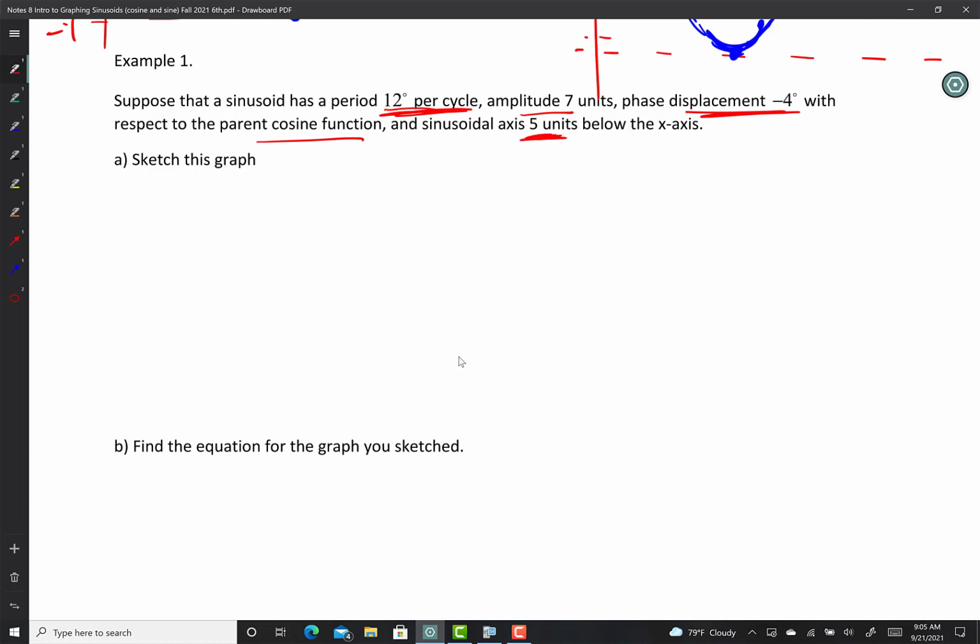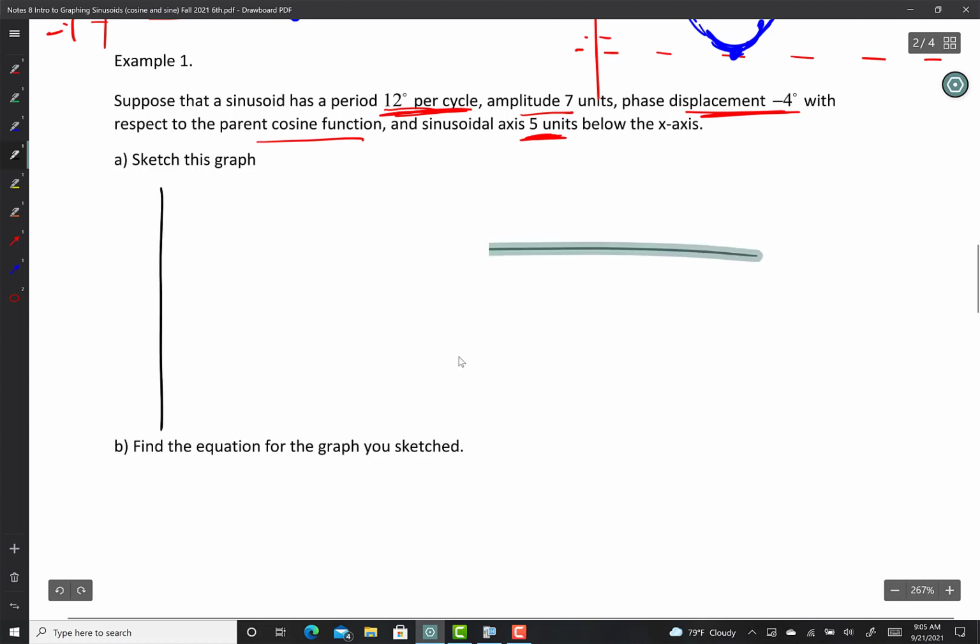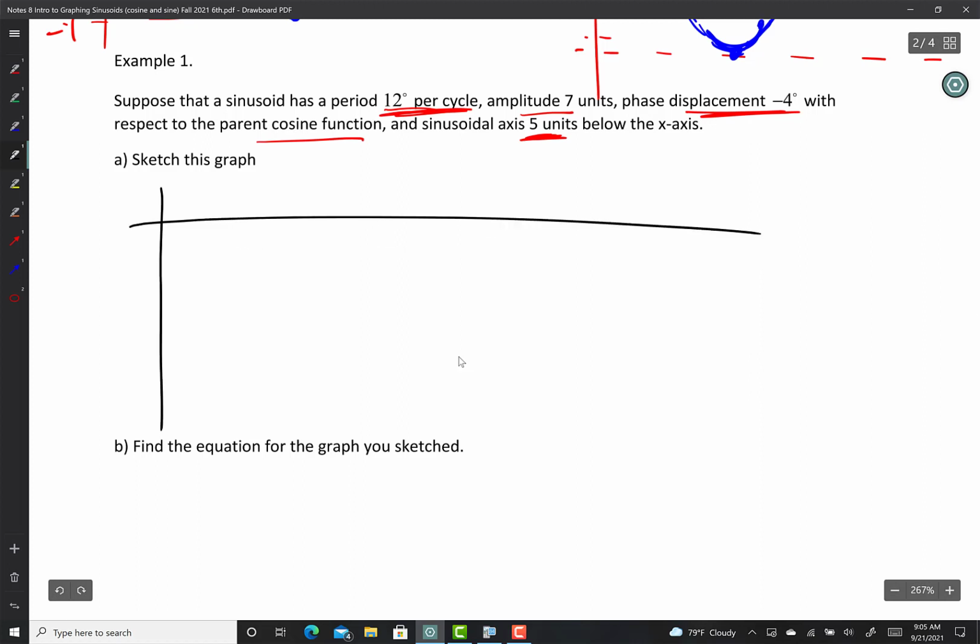Okay, they want me to sketch. So here, since I know that I'm below the x-axis, I'm going to overemphasize quadrant 4. So here's how I'm going to do it. Here's my grid. It's not perfect, but that's fine. I'm going to draw my midline. Sinusoidal axis 5 units below, so I'm going to say this is 5 units below. I'm going to say -5.